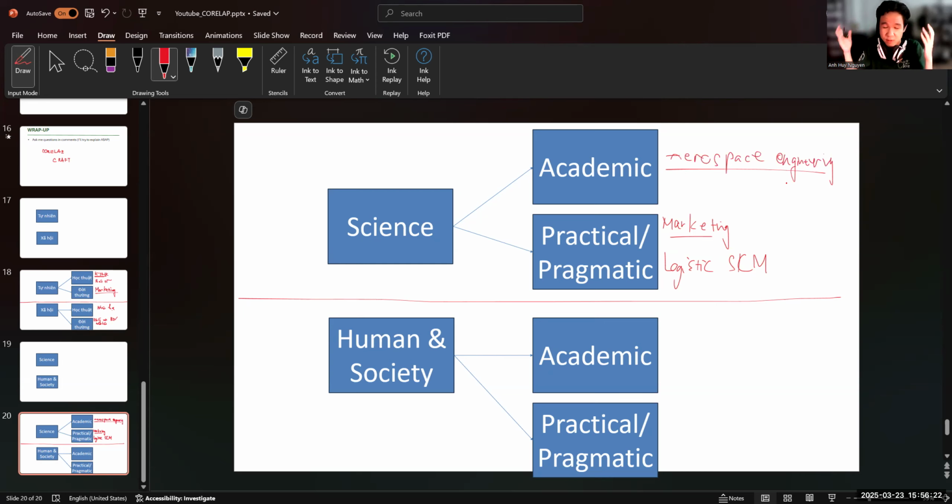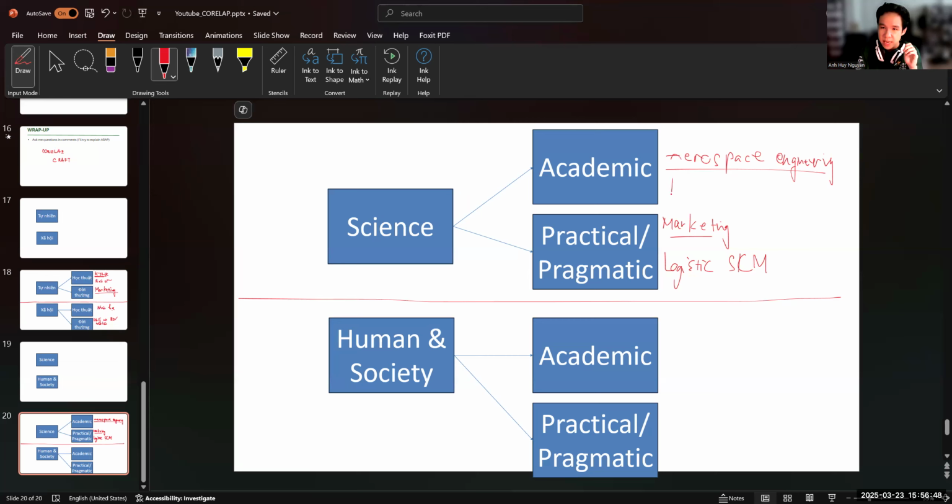So all of that knowledge is very technical, and you don't use that type of knowledge in your daily life, okay? So it's kind of very hard to conceptualize that knowledge. So I'll put it in academic science, right?